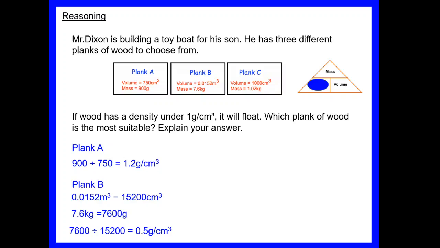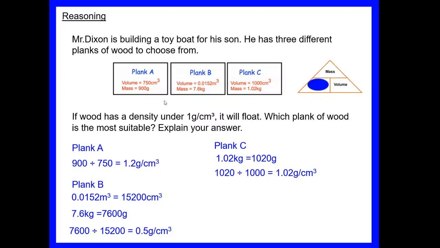Finally then for plank C, our volume's in centimetres cubed, that's great, that's what we needed, but our mass is in kilograms and we want it in grams. So we've only got to change one value this time. So if we change our mass, remember times it by 1,000, I get 1,020 grams, and now we can use our formula mass divided by volume, which gives us 1.02 grams per centimetre cubed.